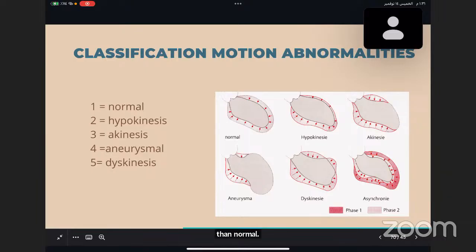Dyskinesia, what does dyskinesia mean? The heart muscle bulges out when the rest of the heart muscle is contracting. Akinesia: absent wall thickening and motion. Regional wall motion abnormality usually occurs in regions of heart muscle supplied by diseased blood vessels.